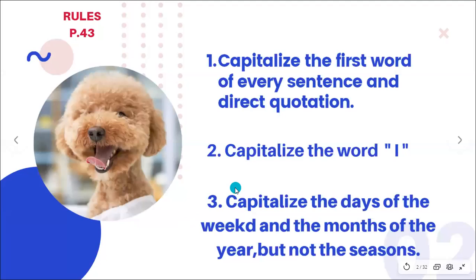Number 3, rule number 3, capitalize the days of the week and the months of the year, but not the seasons. So we are going to capitalize Monday, Tuesday, Wednesday, Thursday, and Friday, Saturday, and Sunday. And we are going to capitalize the months of the year, January, March, April, December, November, but we must not capitalize the seasons. Like for example, winter, spring, fall, we don't capitalize them. Only days of the week and months of the year.